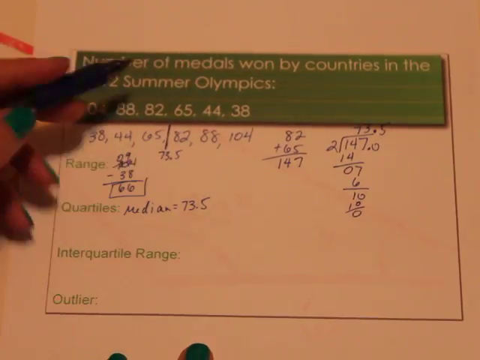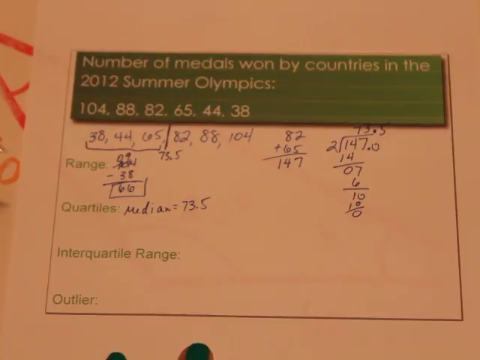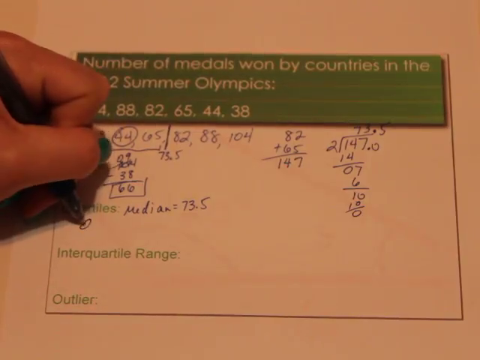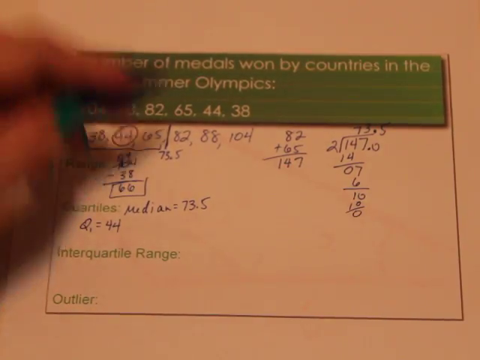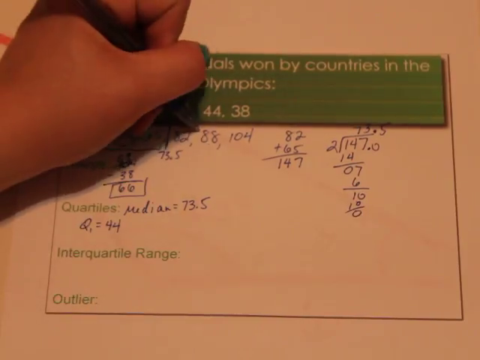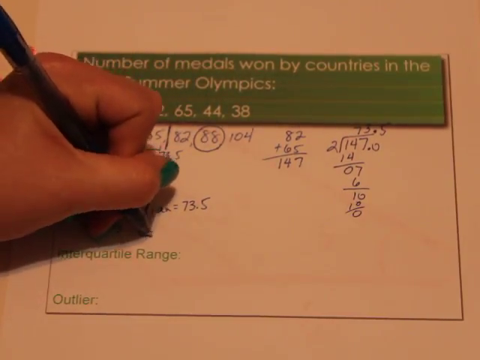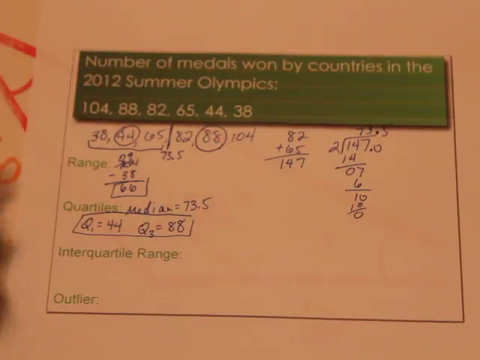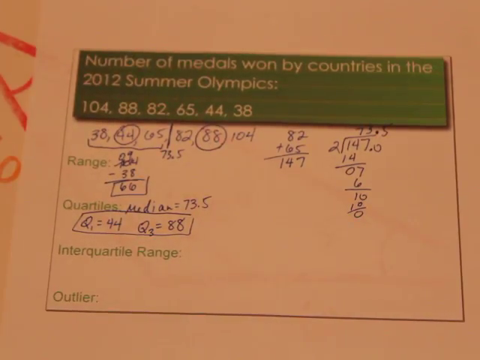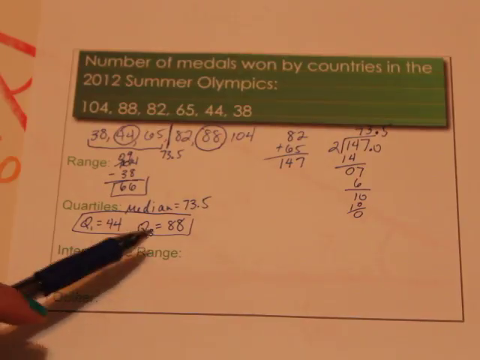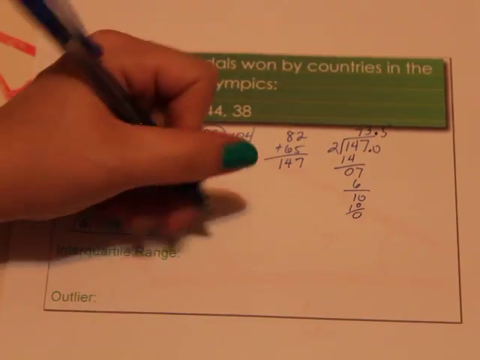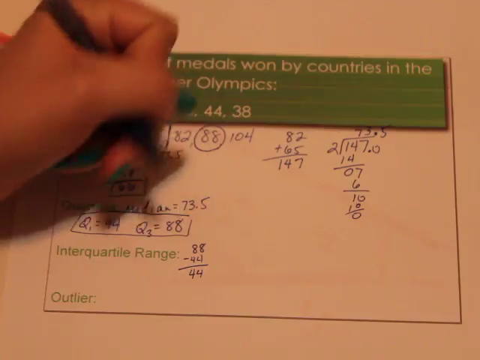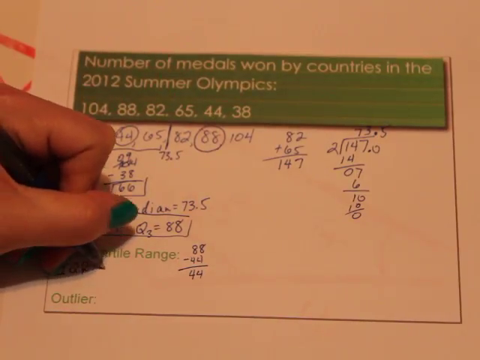Now we can go over here and look at this half. And we're going to see that 44 is in the middle. So that's Q1. Q1 is 44. Now we're going to look at the upper half of the data. The median there is 88. So Q3 is 88. Now our next part that we're going to look at is the interquartile range. That is Q3 minus Q1. So 88 minus 44. Okay, it's going to be 44. So IQR is 44.